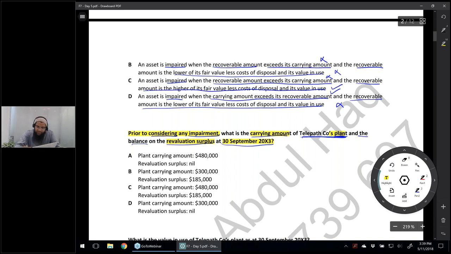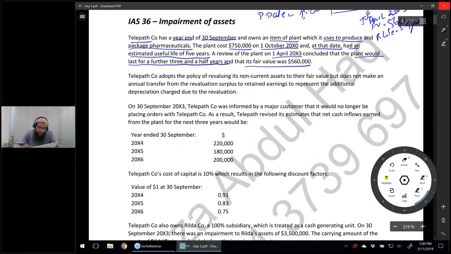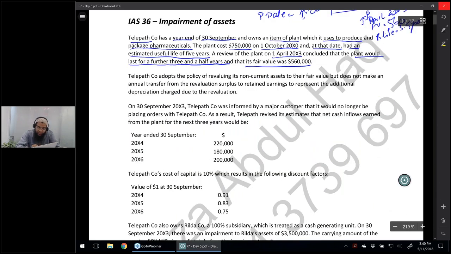Telepath company adopts the policy of revaluing its non-current assets to their fair values, but does not make an annual transfer from revaluation surplus to retained earnings to represent the additional depreciation charge due to the revaluation. So we do not make any transfer from revaluation surplus to retained earnings.